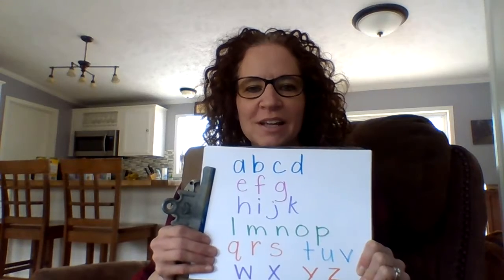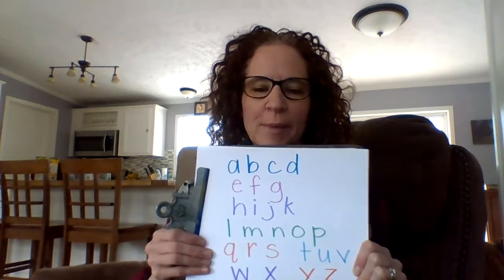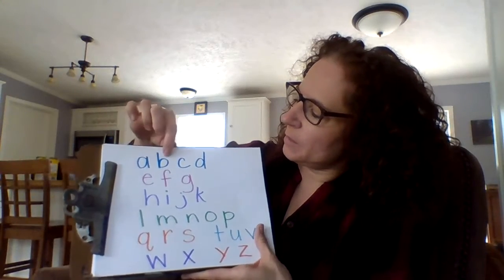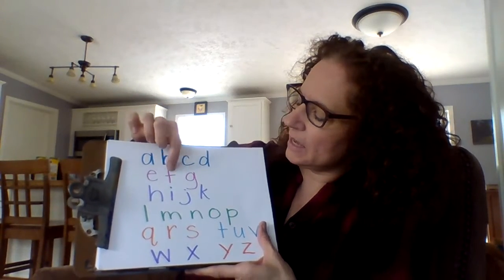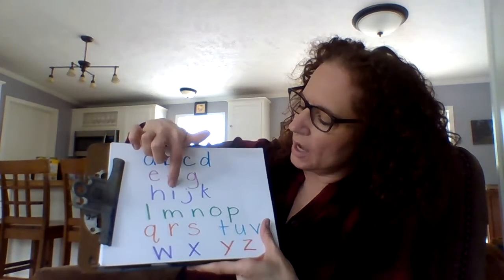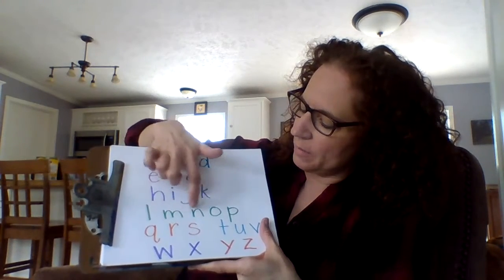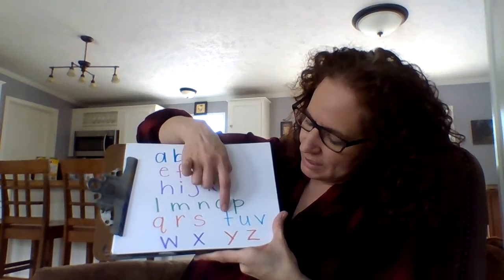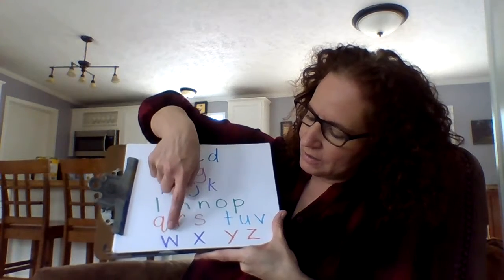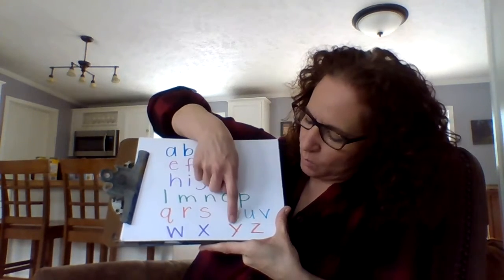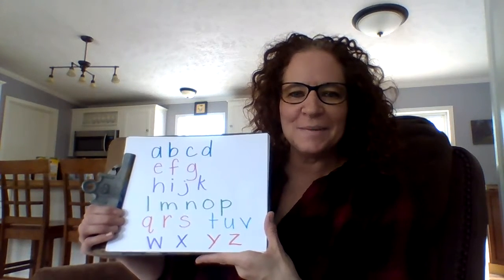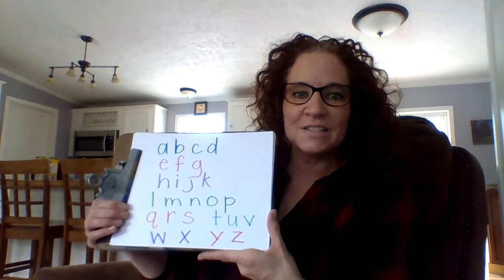I'm ready to start Heggerty, and we're going to start out with singing the alphabet. A, B, C, D, E, F, G, H, I, J, K, L, M, N, O, P, Q, R, S, T, U, V, W, X, Y, and Z. Now I've sung my ABCs. Let's get started on Heggerty.